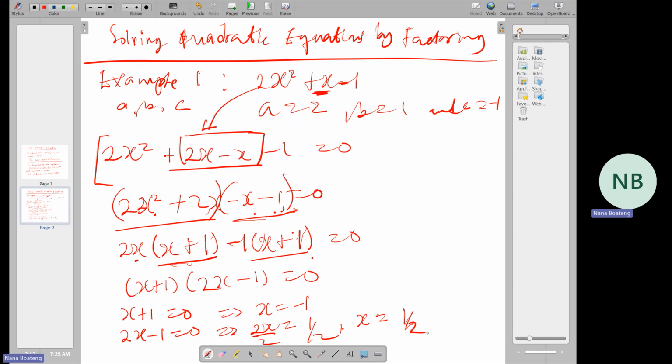All right, so the first example, 2x squared plus x minus 1 is equal to 0. So let's check whether our solution is correct. So let's move on to the next page.